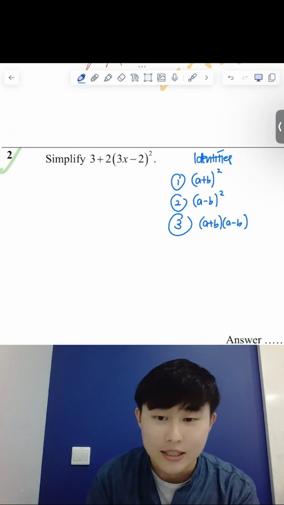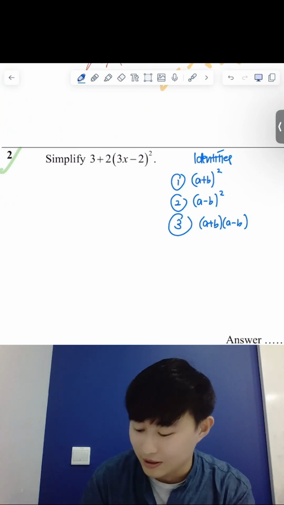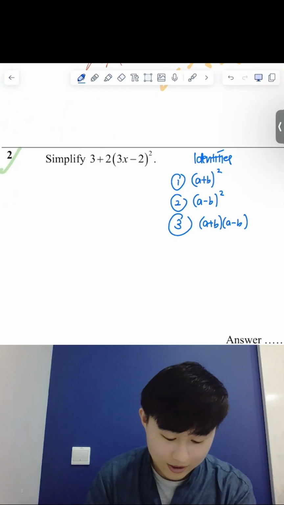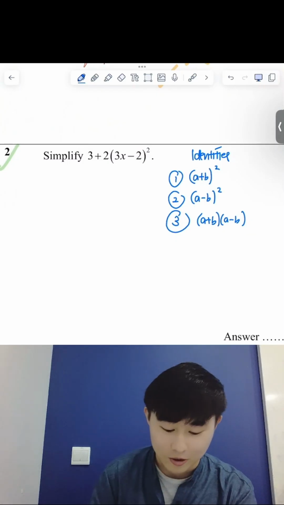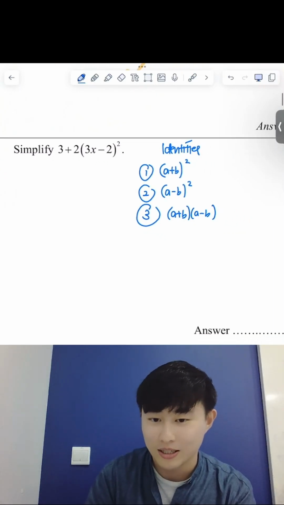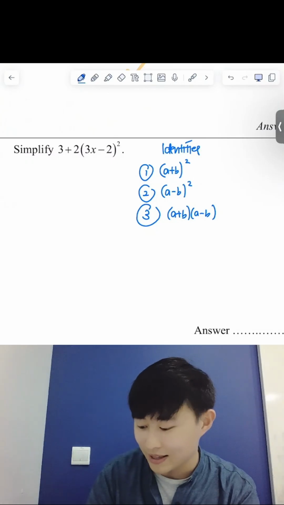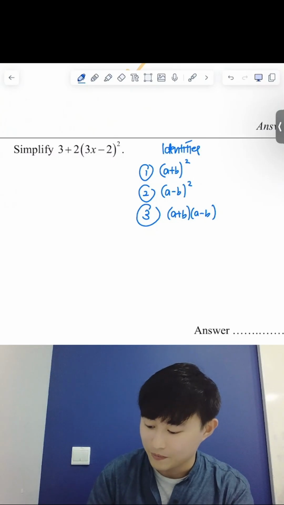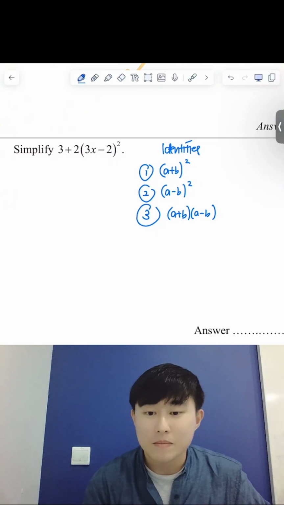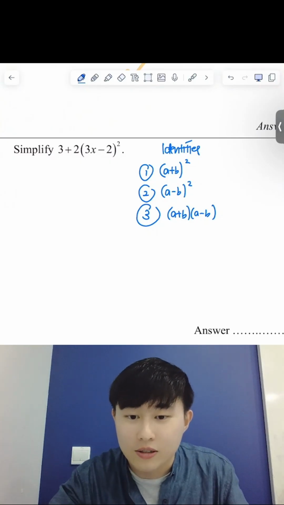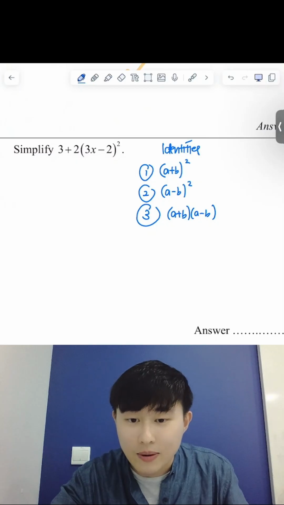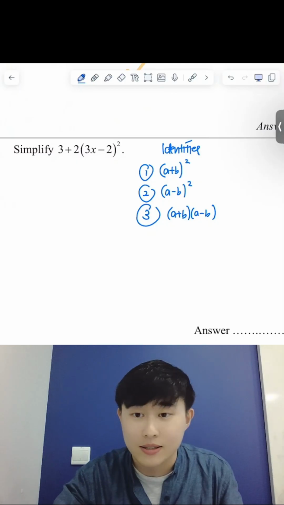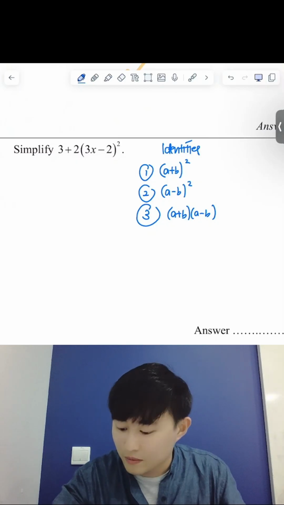Any brave soul want to tell me what these identities equal, if you can remember? I'll leave it here for maybe 10 seconds first, and see if you truly know what is happening. Let's see if anyone knows what is going on. Anyone know the identities for these three expressions here?